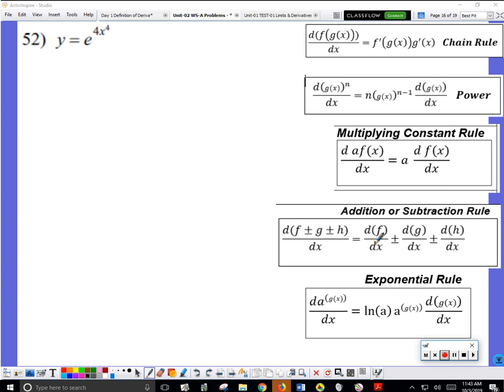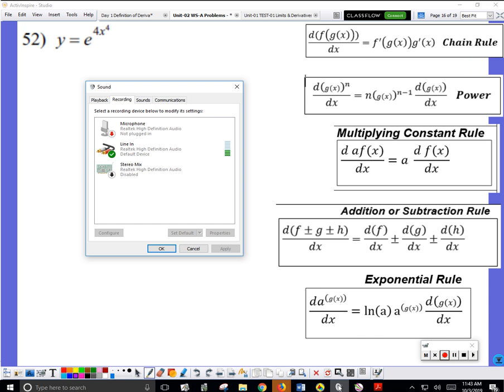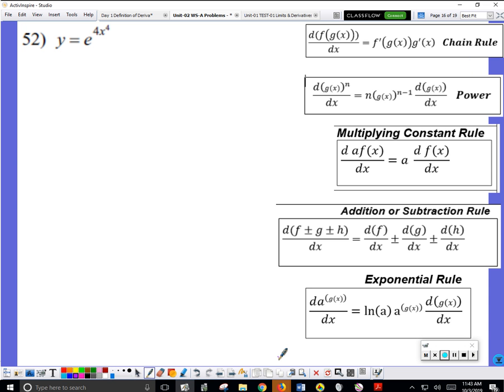Okay, it starts out the same again, always. Take the derivative of both sides of the equation. So, I take the derivative of both sides. The left side is going to become dy over dx. To maintain equality, I must take the derivative of the other side.